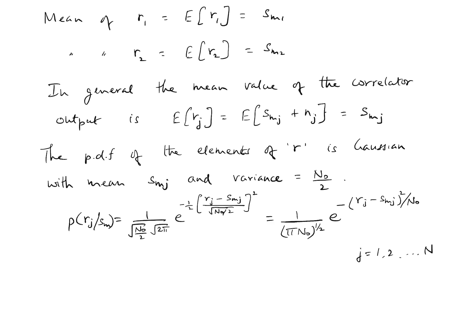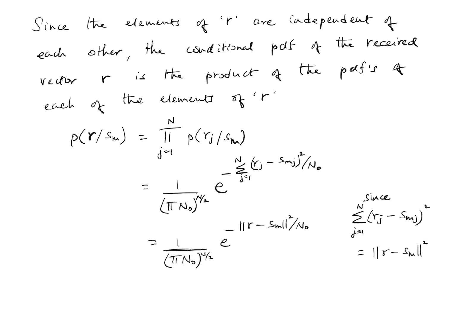So when we multiply it to the power n, this term becomes power n by 2, and these terms are multiplied n times, so we'll have the summation of these terms for j equal to 1 to n. And that is exactly what we have here. When you multiply the PDF of each of these n times, because we have n elements and each element has the same PDF, we get the PDF of the received vector to be given by 1 by pi n naught power n by 2 e power minus summation of rj minus smj the whole square by n naught, right?